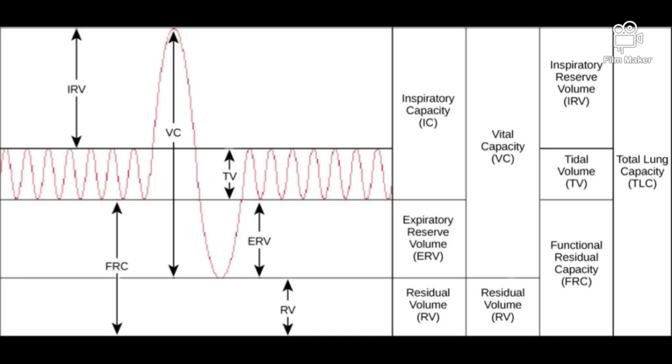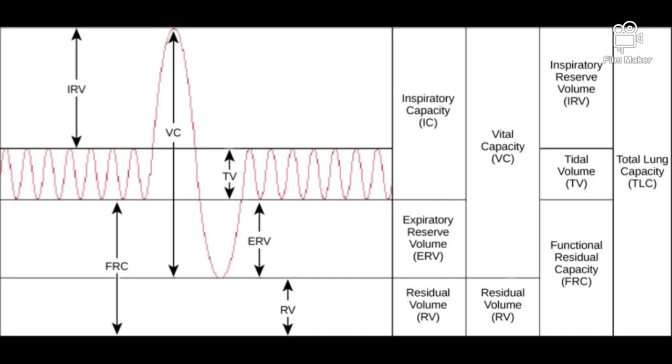RV is the residual volume, and as the name itself says, residue means that which remains or is retained. So this volume is retained and remains within the lungs, and it does not actively participate in either of the cycles of inspiration or expiration. This volume remains in the lungs to keep them open without collapsing, to support the mechanism of ventilation.